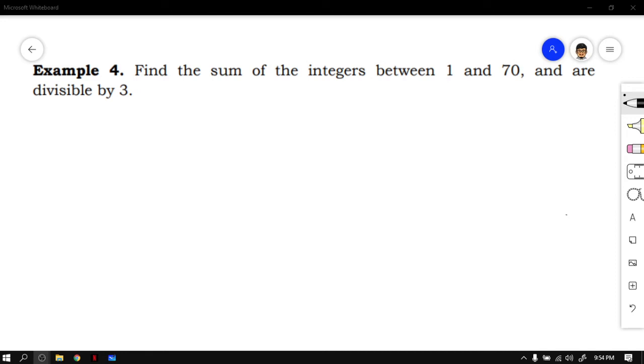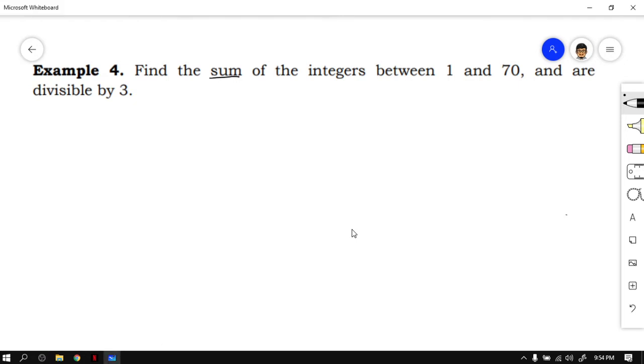Fourth example: find the sum of the integers between 1 and 70 that are divisible by 3. Let's first analyze the problem. We're looking for the sum of the first n terms, of the integers between 1 and 70. Between 1 and 70, so 1 hanggang 70. Correct? And you are looking for the numbers, or the integers, between. So, yung nasa pagitan nila.